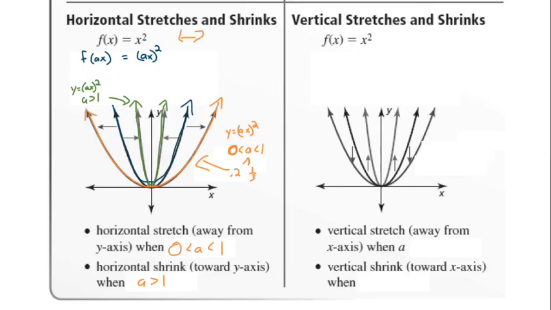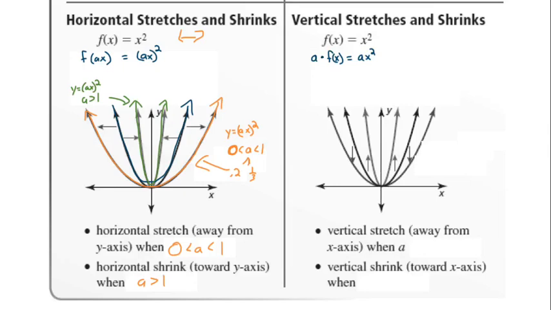Okay? Vertical stretches and shrinks, same idea. So this time we are multiplying the outside, so it's a times f of x. Or in other words, it's going to be a times x squared. It's not inside the squared region, it's not inside the parentheses. You've got to put parentheses in there. So it's outside the parentheses.